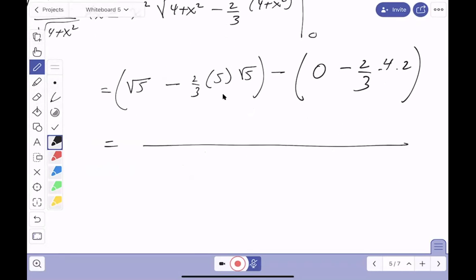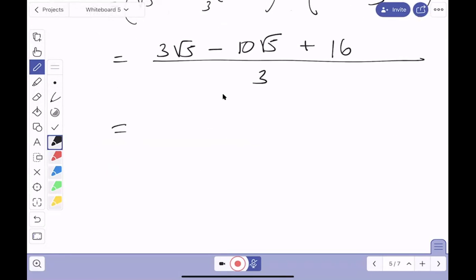I see a 3 still, common denominator. That would be, let's see, 3 root 5s minus 10 root 5s. And this is going to be plus now, right? And that would be 16, because 2 times 4 times 2 is 16. And what do you get over there? 16 minus 7 root 5s over 3.